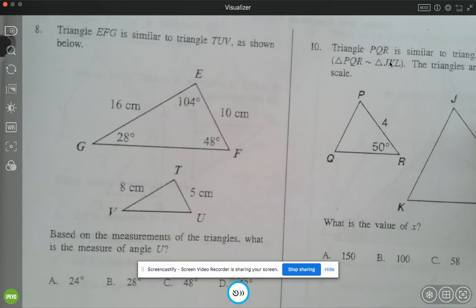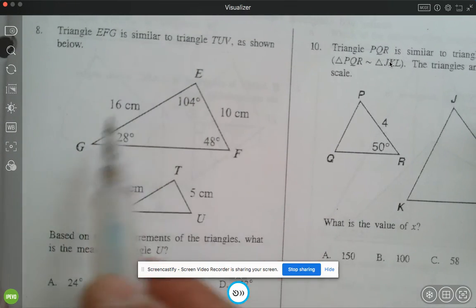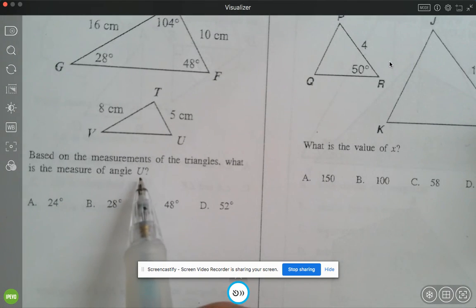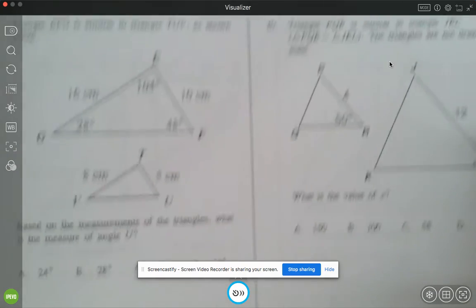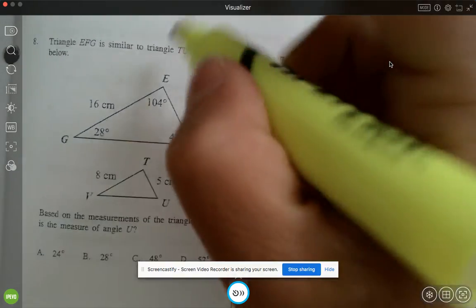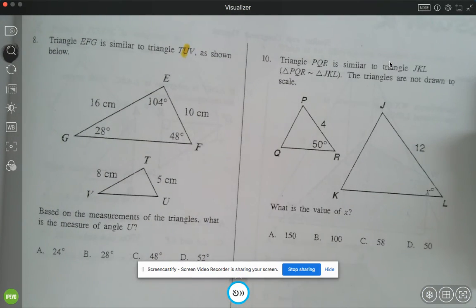Number 8, triangle EFG is similar to TUV as shown below. Based on the measurements of the triangle, what is the measure of angle U? Okay, my hint to you before you start, no pun intended, is to remember U is in the middle of TUV. So what do you think the answer is for this one?